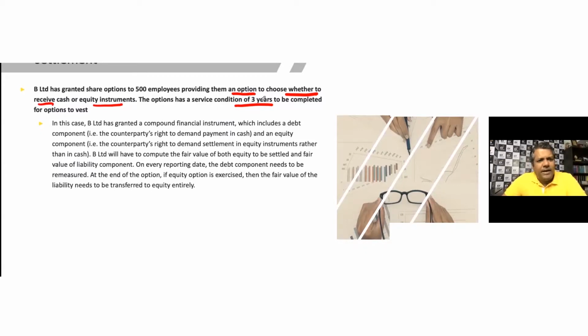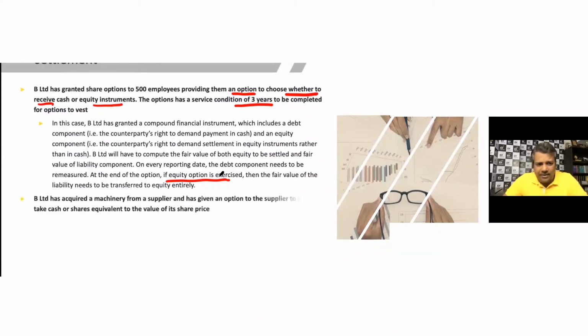Then, let's say you said it's going to be cash settled, but the employee decides to demand the shares. If the equity option is exercised, then what do you do with the liability which is sitting in your balance sheet? That liability gets transferred to the equity box on the date of settlement. I hope that's making sense to you. The fair value of the liability needs to be transferred to equity entirely.